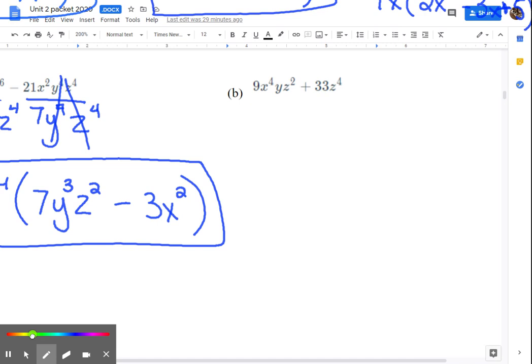I'm looking for a good green. There is no good green on this. Ugh, it's not very good either.